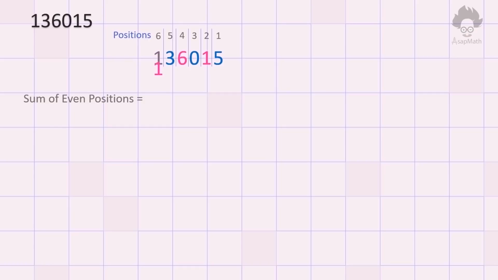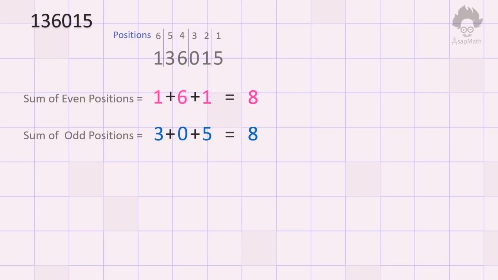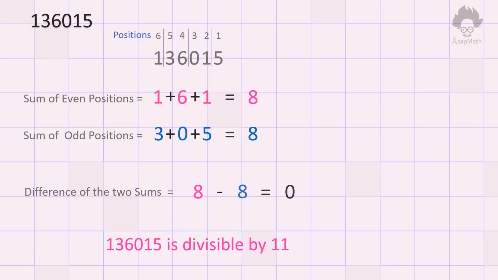Sum of even positions is taken. It is 8. Sum of odd positions is taken. It is also 8. Now we have to take the difference. It is 0. This is a multiple of 11. So, the whole number is divisible by 11. Moving on to another example.